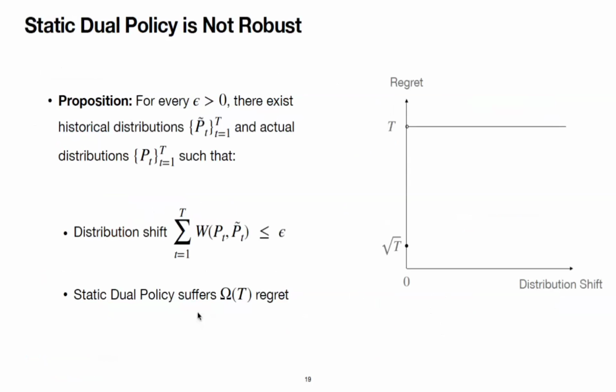The point is the static dual policy, which was just presented, where you learn the mu stars and then just use it all the time, is not robust. Yes, you don't need to know the distribution. Yes, one sample is enough for it. In that way, it is good, but it is not robust at all. Meaning that if I plot distribution shift on the x-axis and regret on the y-axis, where distribution shift is 0, you get square root T. For even the tiniest of distribution shift, the regret goes to T. Okay, so this is the plot.